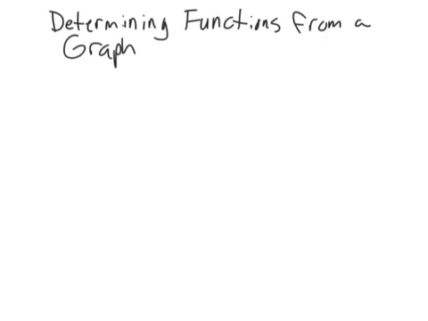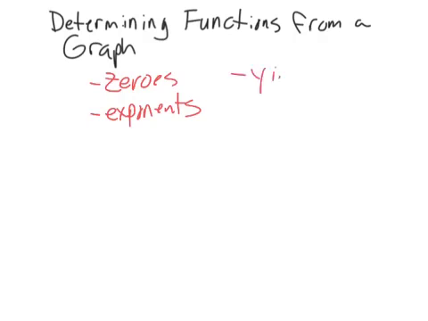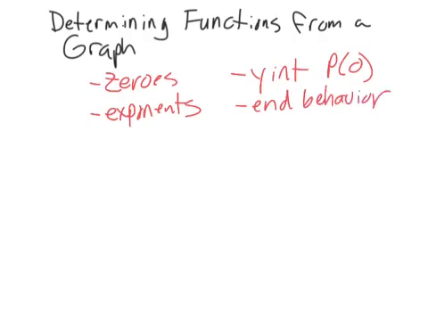So if you think about what we did in the previous lesson, some of the things we found from the graph were the zeros, the x-intercepts, and we also had to look at the exponents on the zeros to determine whether a function turned or crossed at a particular zero. The y-intercept, so that's p of 0, we had to find. And then we also looked at the end behavior. So we're going to look at these same things and work backwards to find a function.